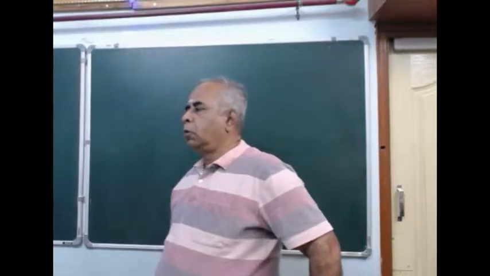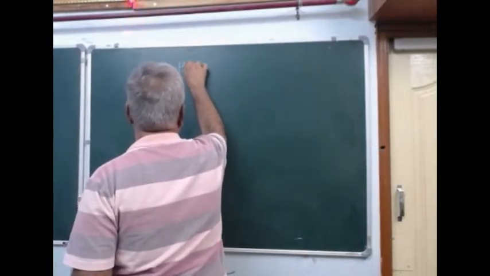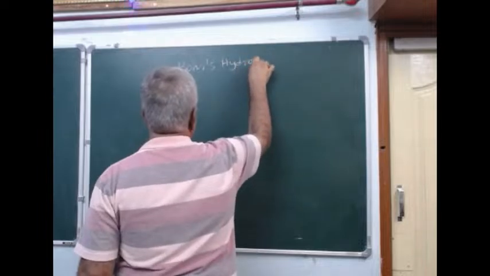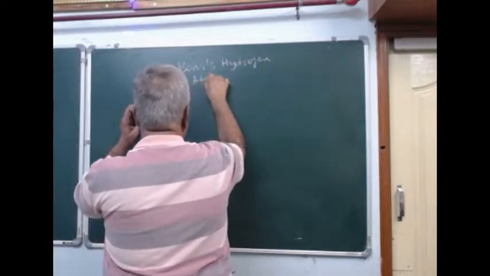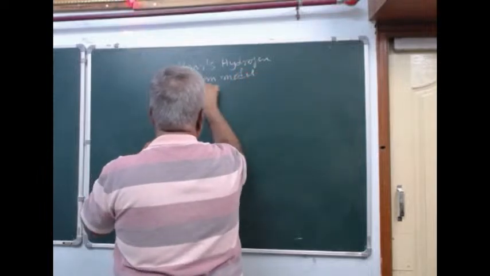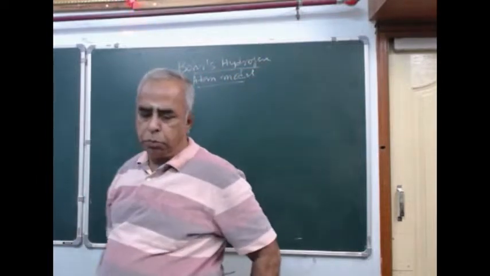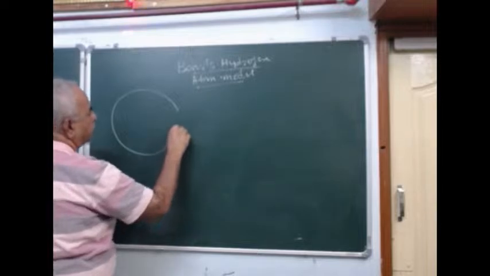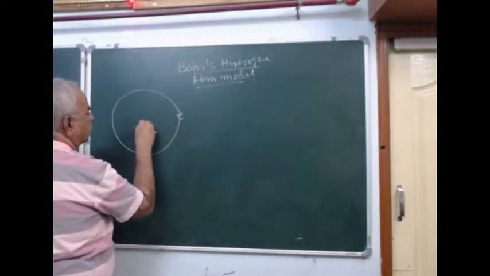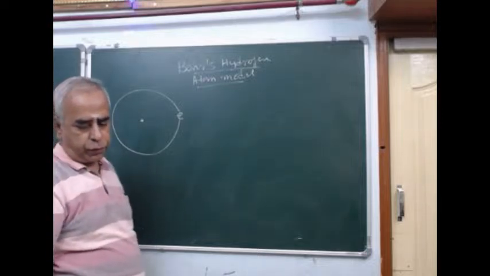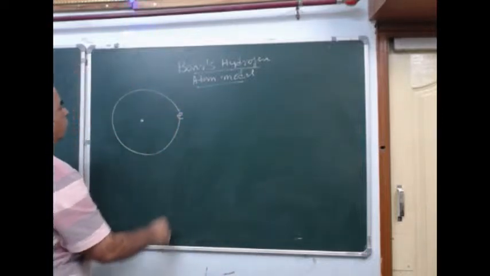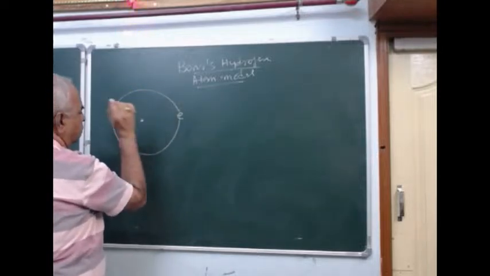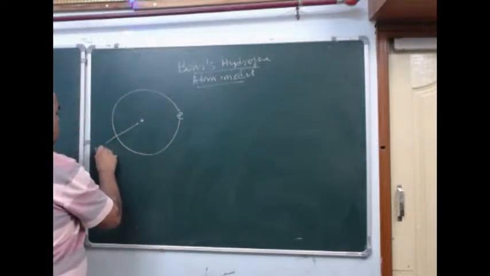In this class, I will be discussing the Bohr's hydrogen atom model. According to Bohr, the electrons are revolving around the nucleus. Let me say this is the electron and this is the nucleus. It has circular orbits, and with the help of the circular orbit, this electron can easily travel around the center part of the atom, that is the nucleus.